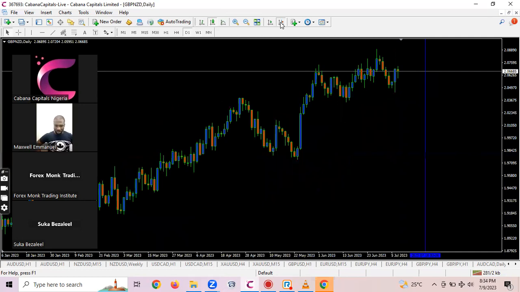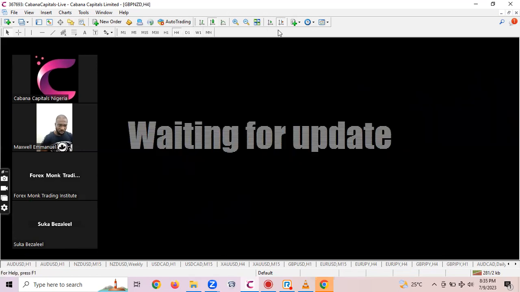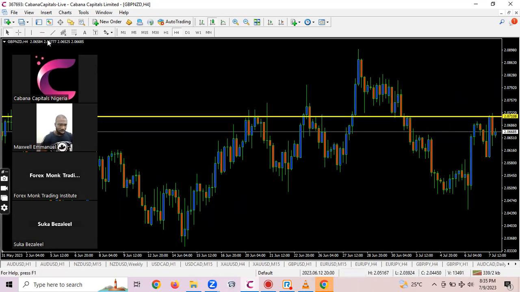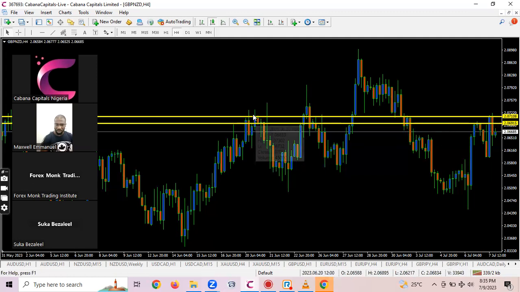For me, there's no clear direction on GBP New Zealand at the moment. But if I would take a trade, last week candle closed as a spinning top, okay, which indicates change in trend from bullish to bearish. So I need to identify the resistance and supports. You see this was a previous resistance too. So this level is a key level. So we could see price pull back to this support.